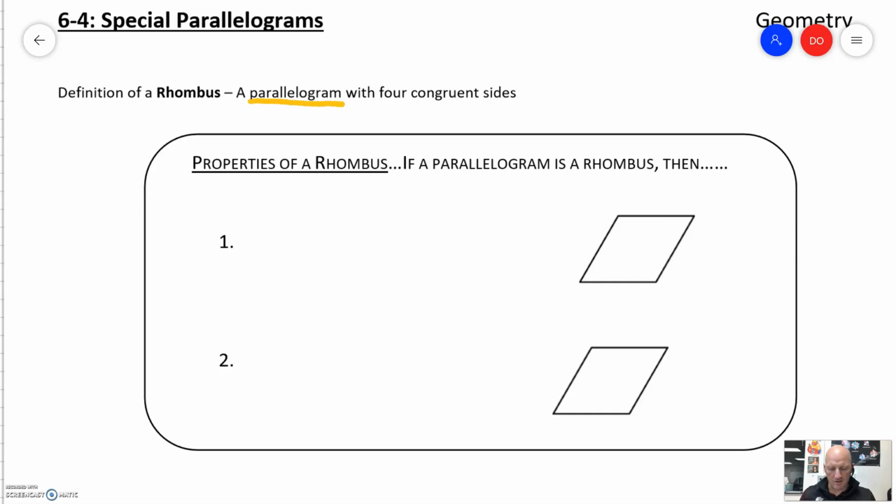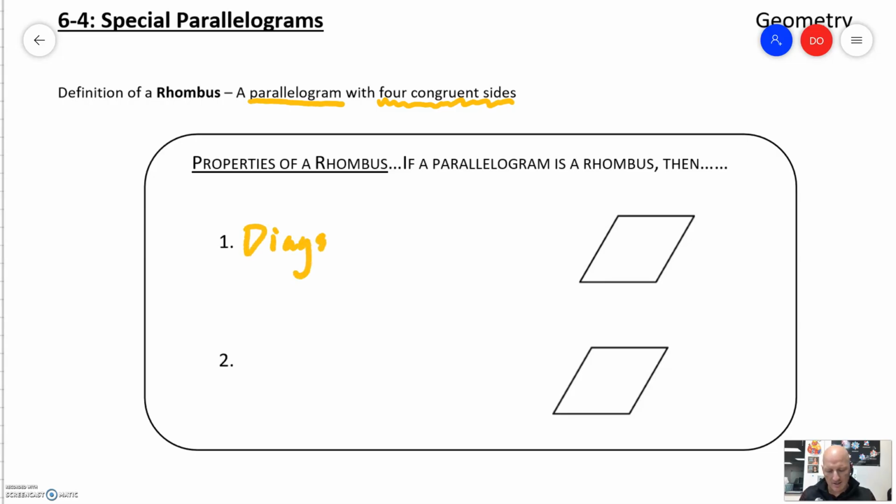So we have parallelograms. Everything that's true about a parallelogram is true about a rhombus, and it also has 4 congruent sides in addition to being a parallelogram. So here are the properties of a rhombus. If your parallelogram is a rhombus, it's guaranteed that 2 things are going to happen.